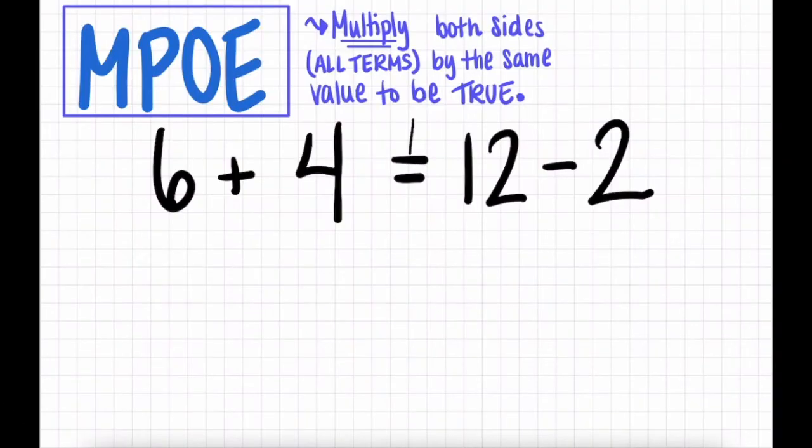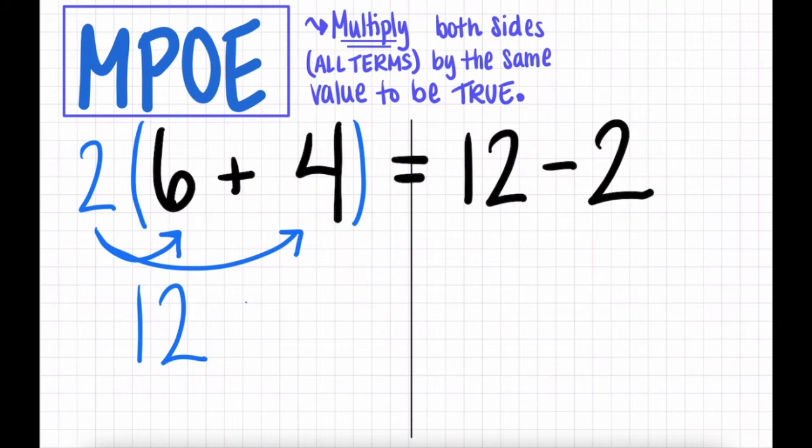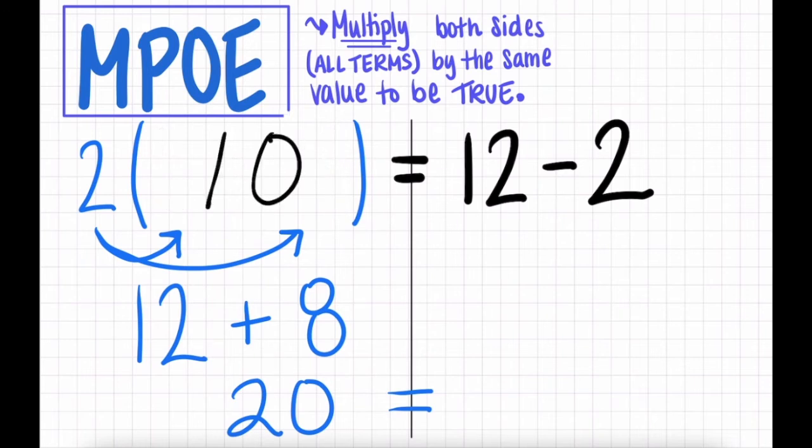Final example with MPOE, 6 plus 4 equals 12 minus 2, which we know is true because they both have a value of 10. So if I decide to multiply the entire left side by 2, as we just saw, 2 times 6 gives us 12. 2 times 4 gives us 8. So the left side of the equation has become 20. And that should make sense because if you remember, 6 plus 4 is really just 10. So we want to show that we're multiplying the entire side by 2, and we should end up with 20.